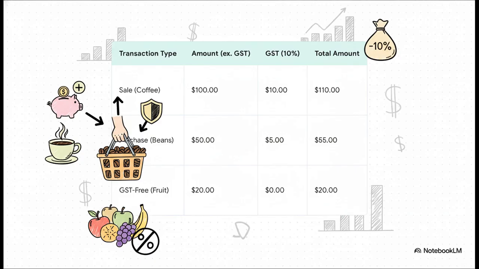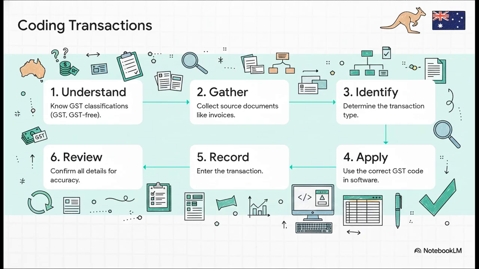However, it is crucial to note that some items are GST-free. The source provides the example of fresh fruit, which has a GST rate of 0. To ensure accuracy, transaction coding must be a systematic process. First, you must understand the different GST classifications. Second, gather the relevant source documents. Third, identify the transaction type. Fourth, apply the correct GST code within your accounting system. Fifth, record the transaction. And finally, review and confirm the entry for accuracy.